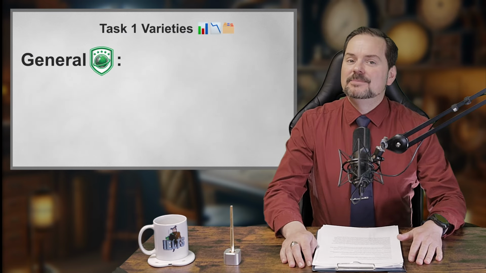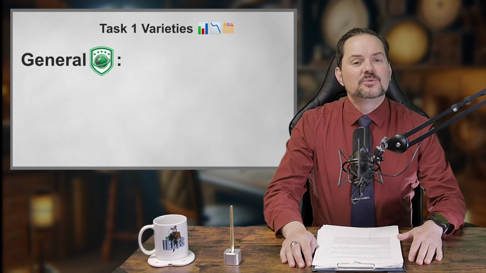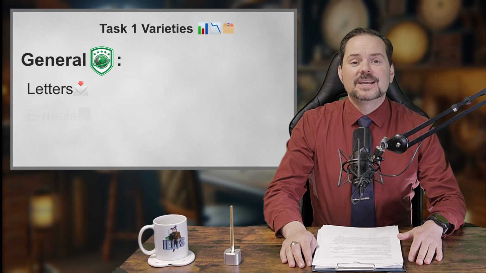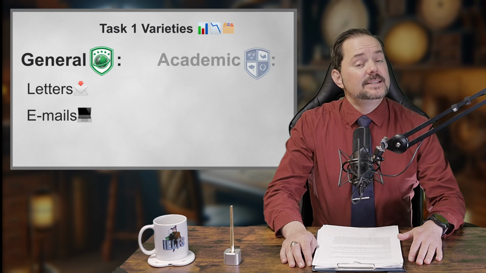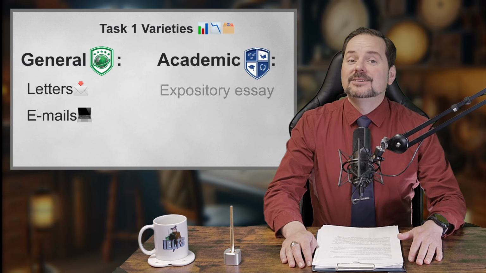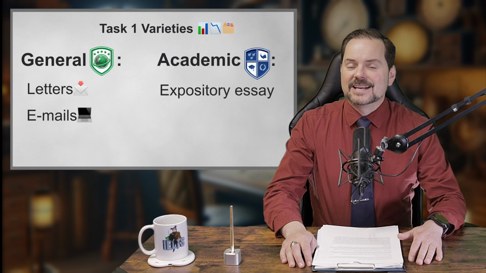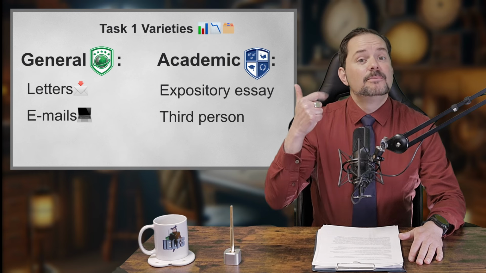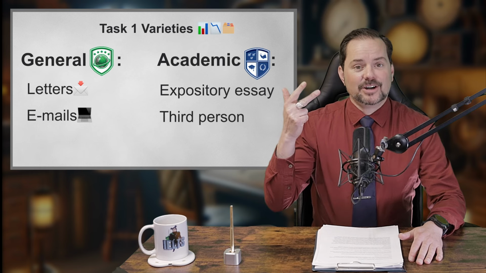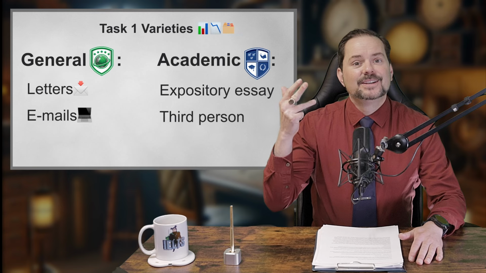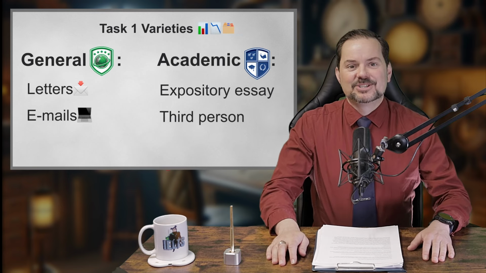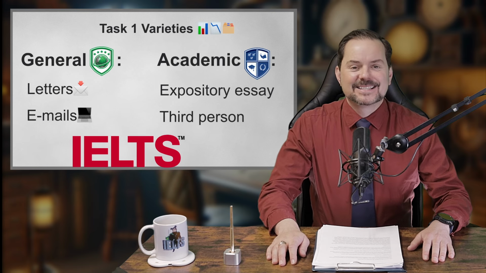In General IELTS, keep in mind that your Task 1 questions are significantly different. You're expected to write letters and emails. But in the academic IELTS, you are expected to write an expository essay in the third-person voice for Task 1, based on a line graph, bar chart, pie chart, flow chart, diagram, or a map. And any one of these questions can crop up on your next test.